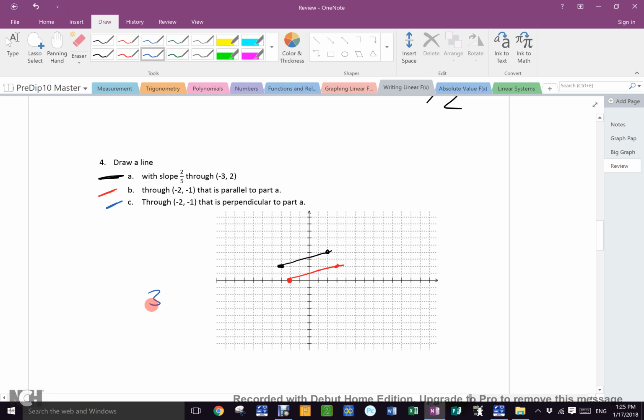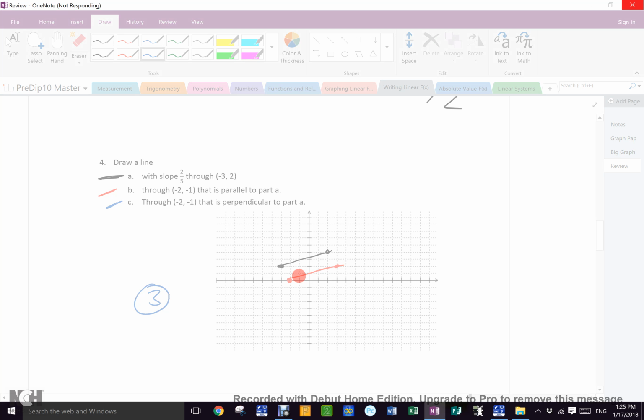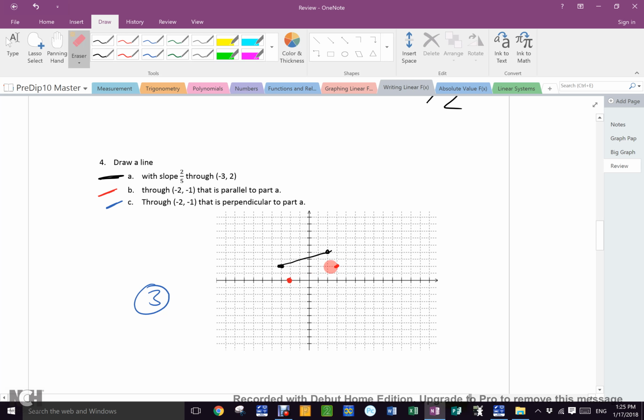This one will be out of 3. Through negative 2, negative 1. Oh, sorry, that should have been negative 2, negative 1. Negative 2, negative 1, down there is the red one. And then still up 1, 2, and 1, 2, 3, 4, 5. Through there.